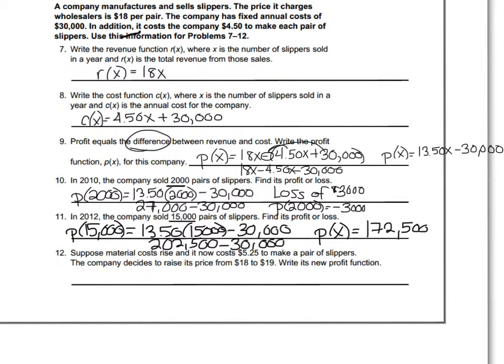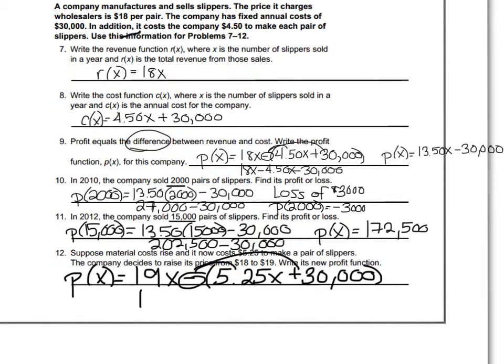So P of x starts off with your revenue, which now instead of 18x would be 19x. And we subtract from it our costs, which is now $5.25 per slipper. Don't forget your 30,000. When we distribute that negative, I have 19x minus $5.25 times x, and now minus 30,000.